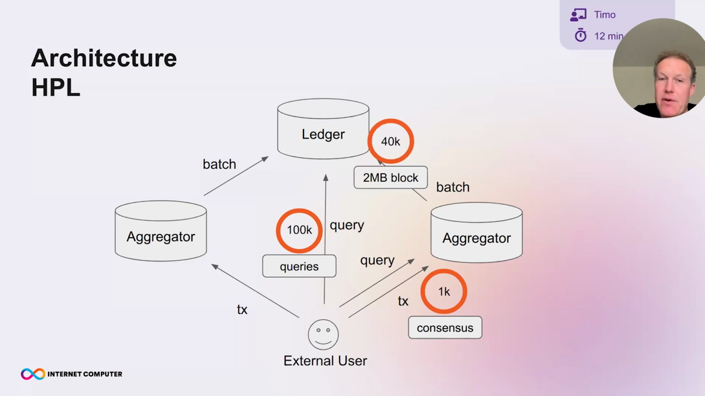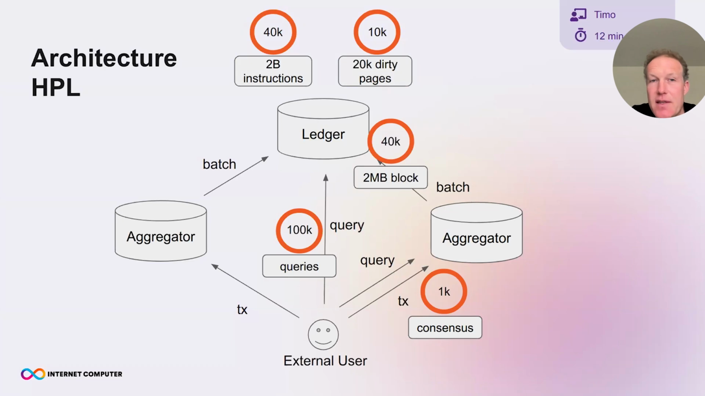All the batches of all the aggregators combined ultimately have to fit into 2 MB of block space, which is available every second at the receiving subnet where the ledger lives. We are assuming 50 bytes per transaction, which gives us the limit shown. On the execution side, we have a limit of 2 billion WebAssembly instructions per second, and 20,000 pages that can be dirtied. Our data structures are all designed for constant time access, and we have a budget of 50,000 instructions per transaction, which gives us the shown limit.